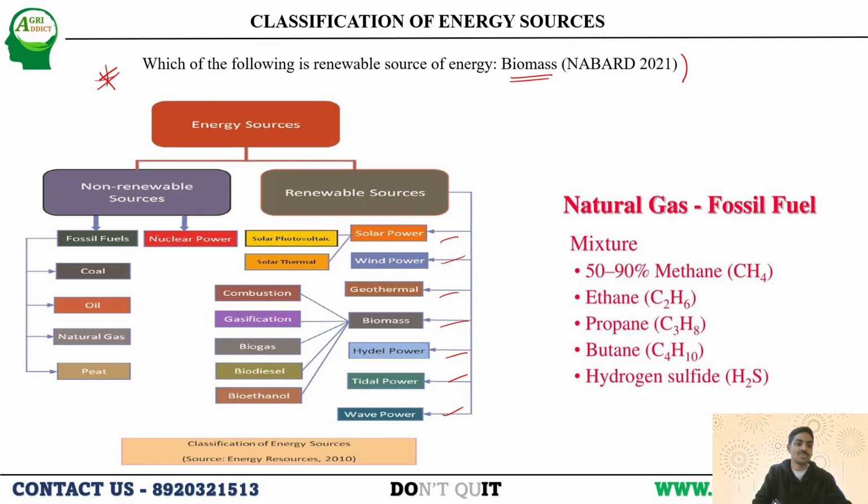Under the non-renewable sources, we majorly get fossil fuels, coal, oil, natural gas, and nuclear power. Under the renewable sources, we have solar power, wind power, geothermal energy, biomass, tidal power, wave power, etc. Again, under solar power we have two types: solar photovoltaic cells, and solar thermal, which can be used for a solar cooker or anything similar.